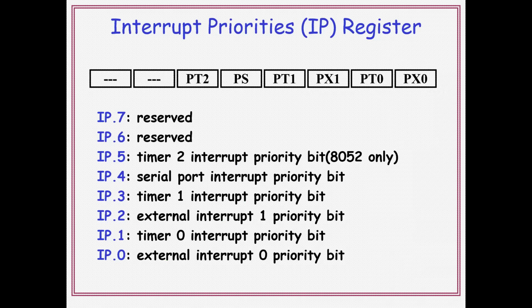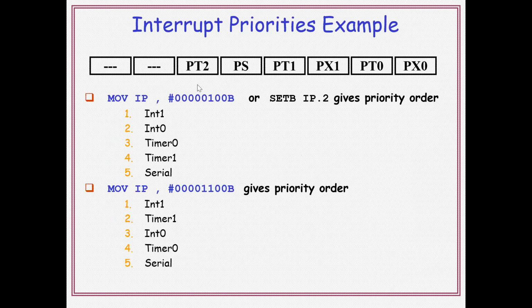And fifth one is serial port interrupt priority bit. PT2, timer 2, is not available on 8051, it is available on 8052, so that it is neglected. And assume that it is the example here given. For this example, we reinitialize these priorities.